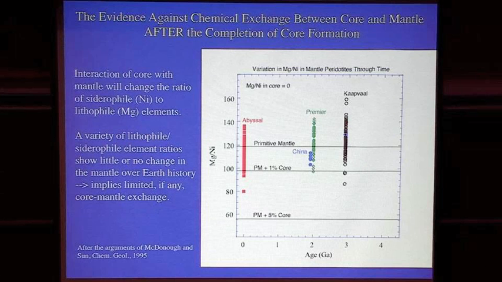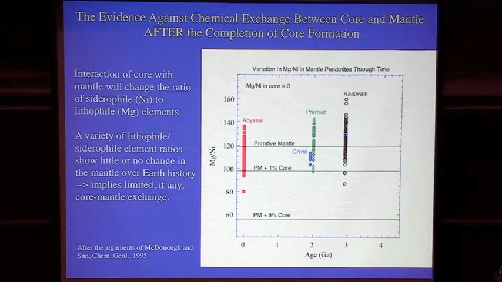Here's a ratio of magnesium to nickel. Nickel is a strongly siderophile element. There's probably many weight percent of nickel in the core. Magnesium is not soluble in the core. So we're looking at an element where the magnesium-nickel ratio in the core is 0. The magnesium-nickel ratio in the mantle is something like 120.